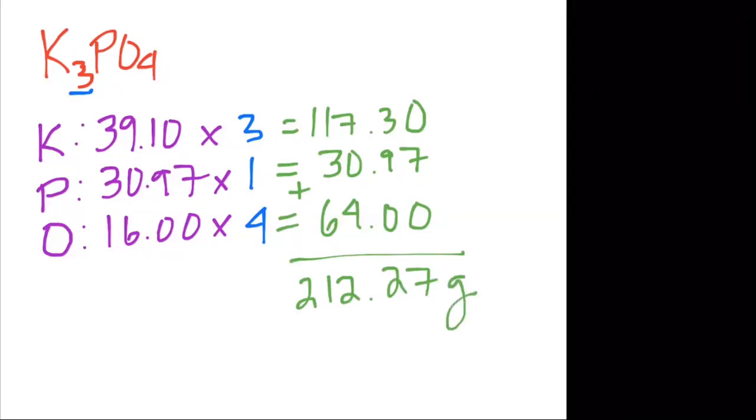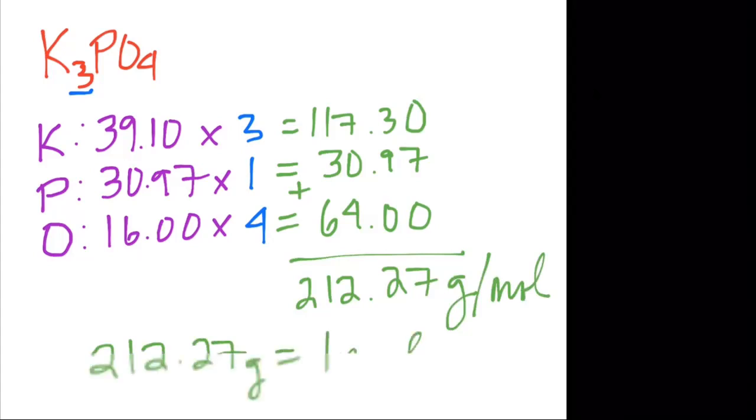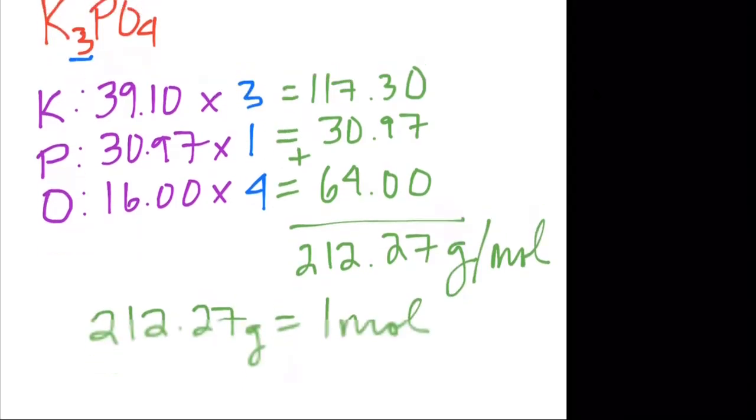Now, your units are always grams, because this is a molar mass. But a lot of times you will see them write it as grams per mole, because this is molar mass. Remember, this is one of our conversion factors. So for potassium phosphate, this means 212.27 grams equals 1 mole for this substance. For other substances, it'll be a different number of grams. But whatever it is, after you calculate it, that many grams always equals 1 mole for that substance.